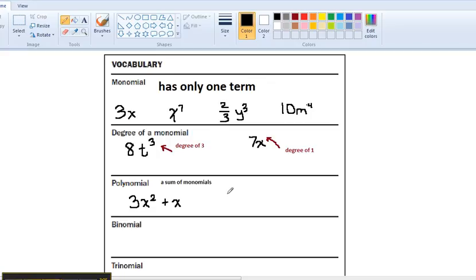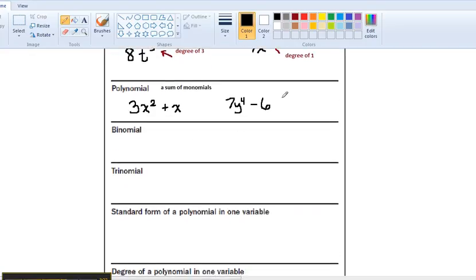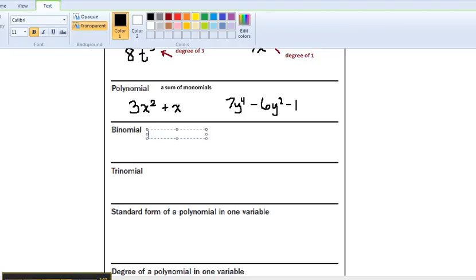We could also do 7y to the 4th minus 6, and we're missing a couple. We don't have a y to the 3rd or y squared or y in there, but that's okay. Now how about maybe we'll put actually up here. Let's call this one 7y to the 4th minus 6y squared minus 1, just so we have actually a few more things in there. A binomial, you might be able to guess this one, is going to be, give a little bigger type there.